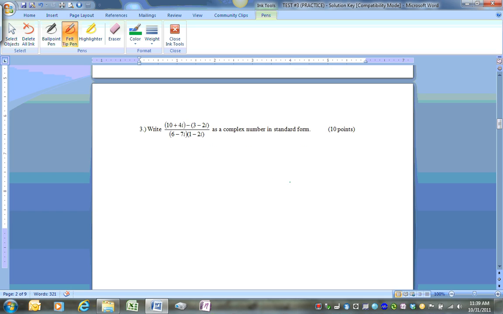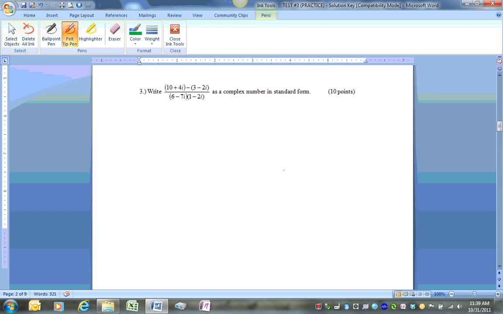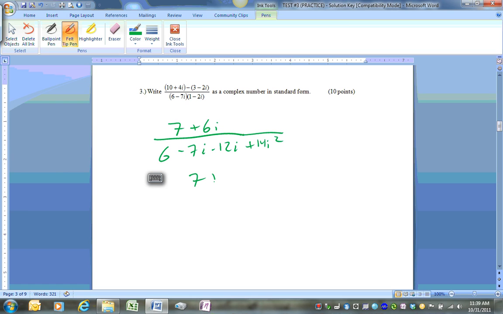Moving right along, here you have to write the complex number in standard form. What you want to do is first combine like terms up top, which will be this. FOIL the bottom, which will be this. Keep going. So we clean up the bottom. You should get negative 8 minus 19i. Remember that i squared equals negative 1. So this part here becomes negative 14. 6 minus 14 is negative 8.